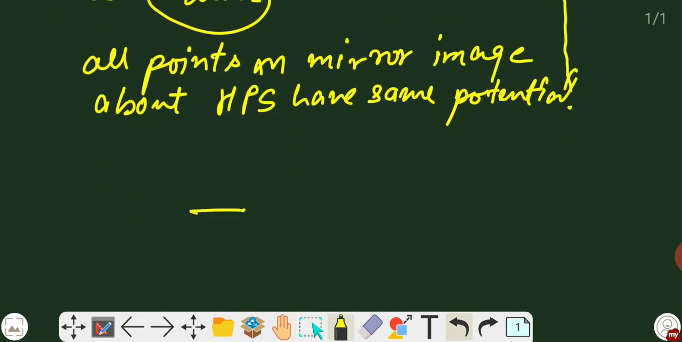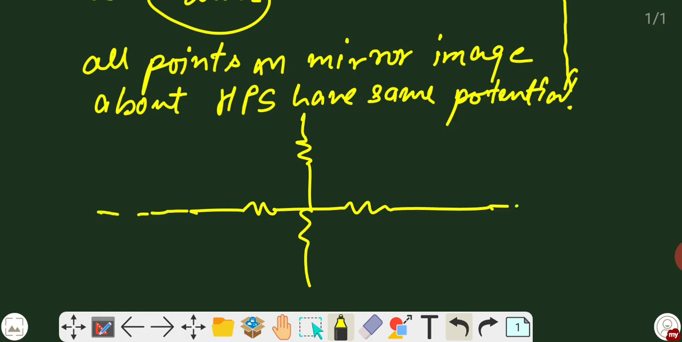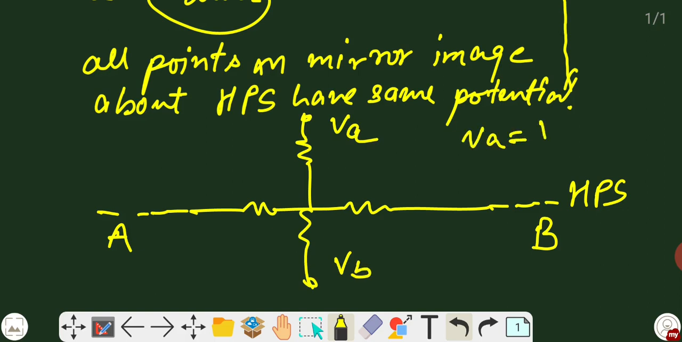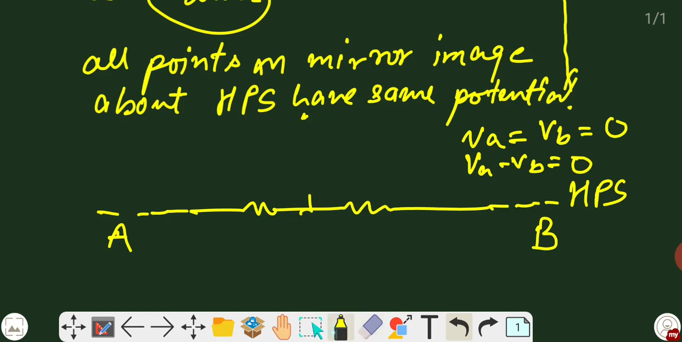Likewise, suppose this is the circuit. What we'll do here is apply the folding symmetry, like HPS. I have to find the current across this. So what will happen is that these two points, VA and VB, will be equal to each other. VA is equal to VB, and it means the potential difference is 0. That is the 0 potential, so no current will flow through this half and this half. So you can remove it like that. That is the simplest example of this folding symmetry, which is known as the HPS.